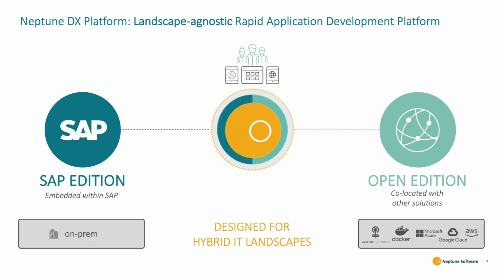To complement the SAP Edition is the Open Edition. It shares a lot of similarities with the SAP Edition, but it excels when it comes to integration. It's a Node.js runtime, so it can be hosted anywhere, and both modules can be linked. So together, they form the full DXP solution that covers all bases, and you get the best of both worlds when it comes to leveraging SAP and being able to integrate with anything.